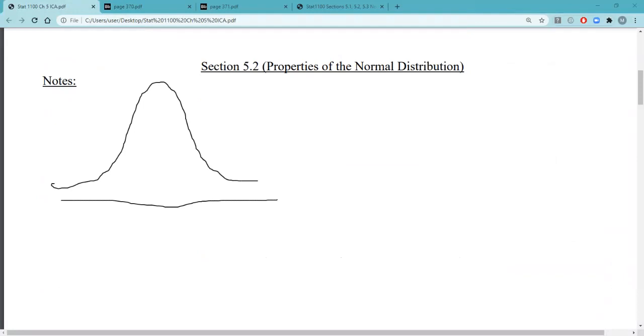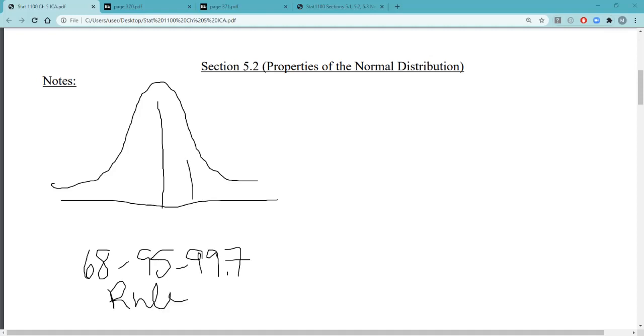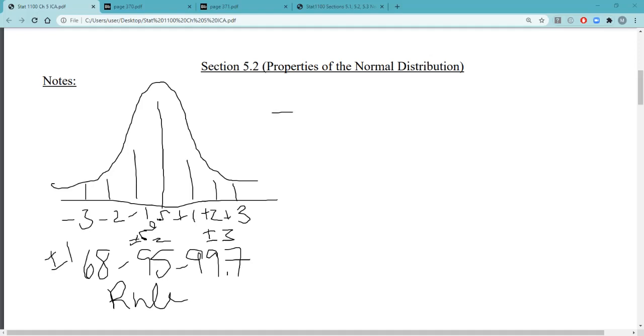So remember before, we could use that 68, 95, 99.7 rule when we had something that was 1 deviation, 2 deviations, or 3 deviations away from our mean. If it was within 1 on each side, we had 68%. If it was within 2 standard deviations of the mean, we had 95. And if it was within 3, we had 99.7. Well, we need to have a different way to look at it.